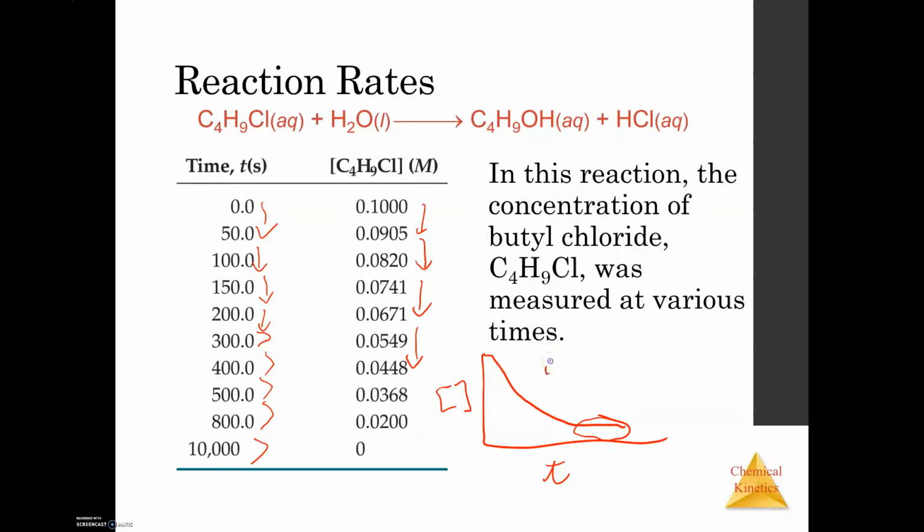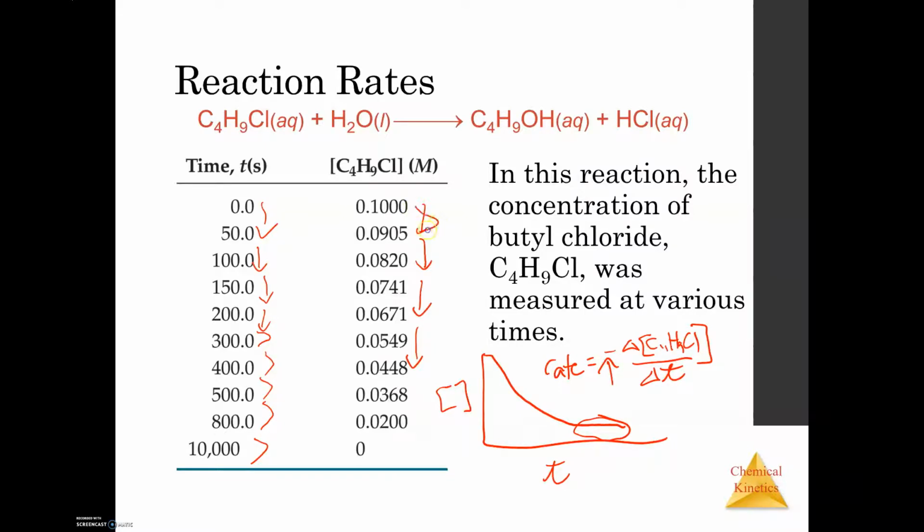So we could write the rate of reaction with respect to each of the reactants and products here. If we were to write the rate of reaction with respect to C4H9Cl, we'd have negative change in concentration of C4H9Cl over the change in time. The negative sign tells you that you're dealing with a reactant and its concentration is going to go down over time. The change in concentration is from the final concentration to the initial, and the change in time is how long it takes for that change to take place.